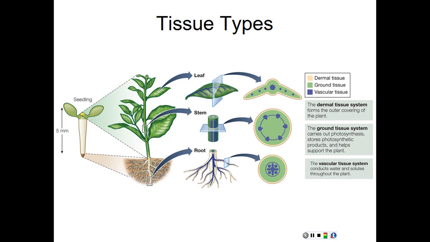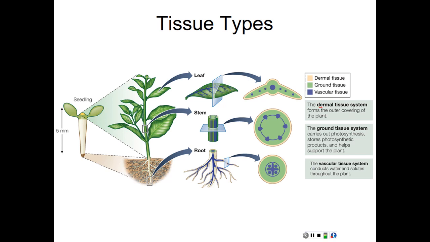Now, if we want to delve a little bit deeper into what's going on inside a plant, and of course we do want to do that because plants are awesome, we can identify a few different tissue types in each of these major plant organs. The organs, by the way, being the roots, the stems, and the leaves. So the organs, roots, stems, leaves, are made up of different tissues. And there are three major tissue types that we're going to talk about.